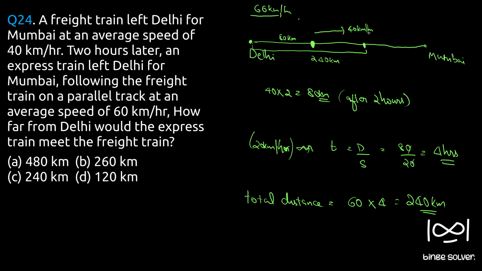Or we could say that in 4 hours from this point the freight train has traveled 40 into 4, which is 160 kilometers. So 160 kilometers it has traveled. This is 160, and 160 plus 80 is nothing but 240. So we can calculate in that manner also. So I was able to calculate this using the concept of relative speed.